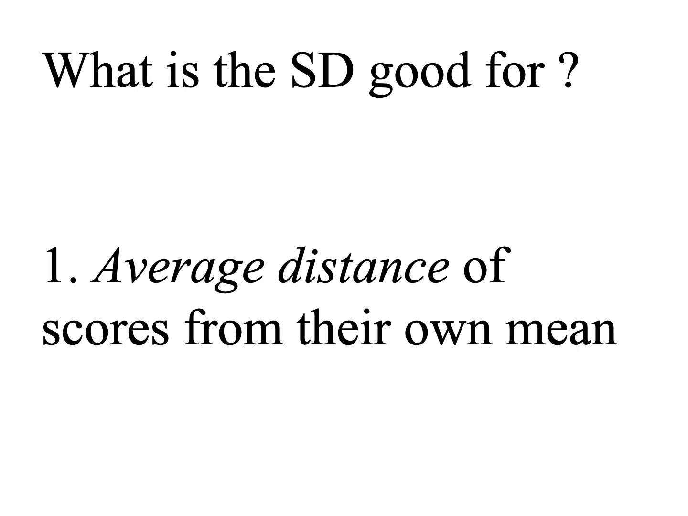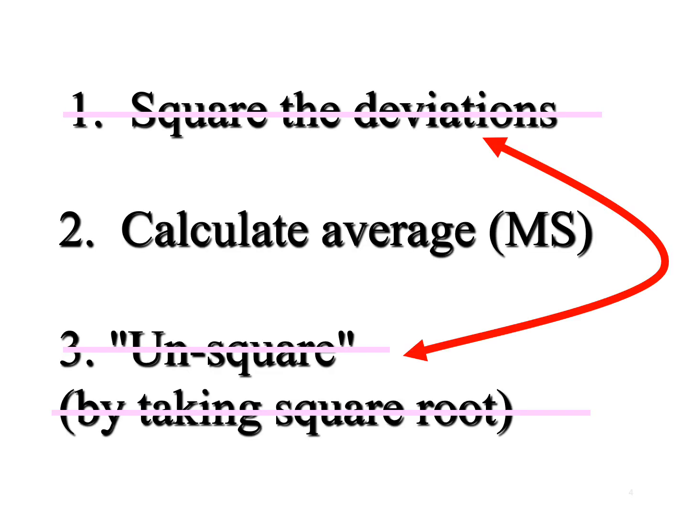First, the standard deviation is the average distance of the scores from their own mean. There are three steps to calculate the standard deviation. The first and third steps sort of cancel each other out. So what you are left with is an average, the average distance of the scores from their mean.